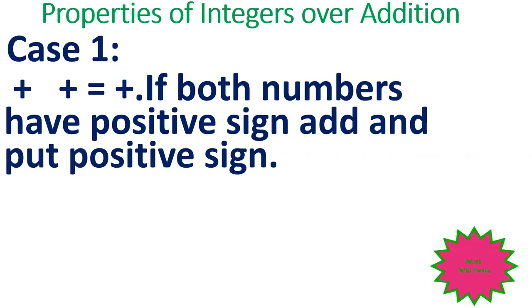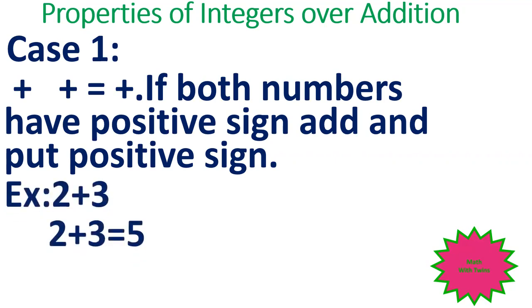There are several cases. Let's check out case 1. Addition of two positive numbers results in a positive answer. That is, if both numbers have positive sign, we need to add them and put a positive sign. Let's check out an example. 2 plus 3. Here we need to add 2 and 3, which will give us 5, and putting a positive sign in front of it will give us positive 5. So our overall answer is positive 5.